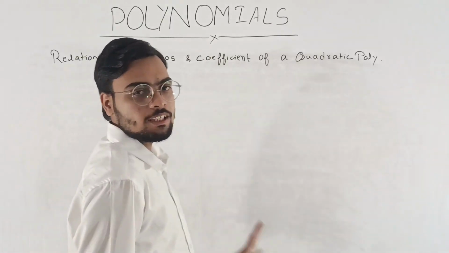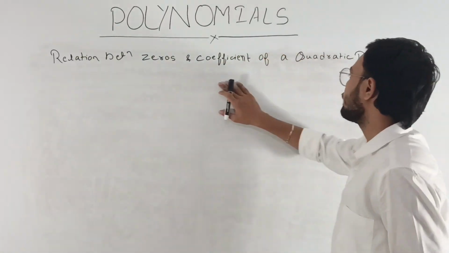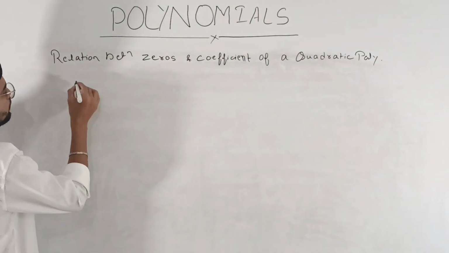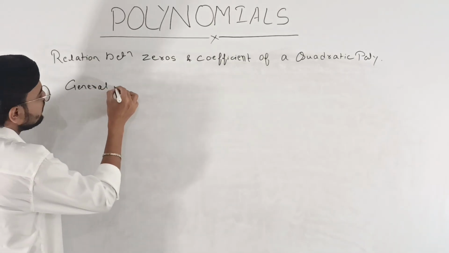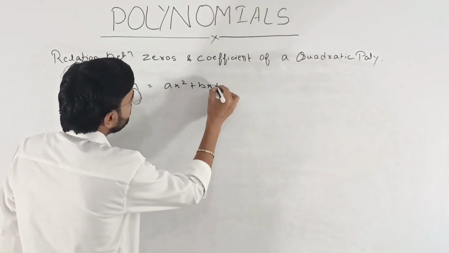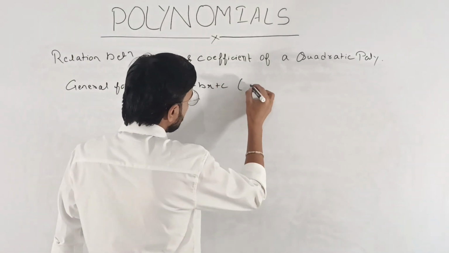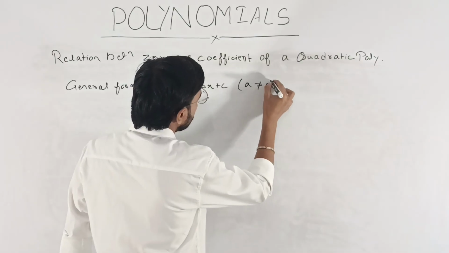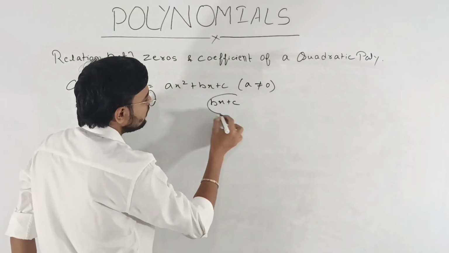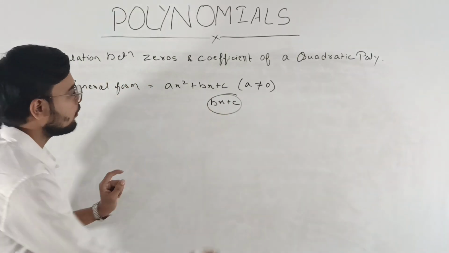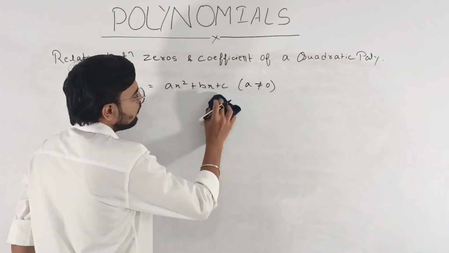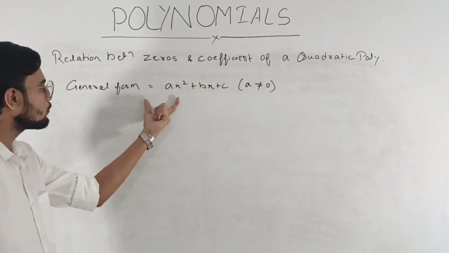Understood? Now our next topic is the relation between zeros and coefficients of a quadratic polynomial. First we see what the general form of a quadratic polynomial is. The general form is ax square plus bx plus c, where a cannot equal 0. Why? If a becomes 0, then it looks like bx plus c, which is not a quadratic polynomial. It is a linear polynomial, because the degree is 1. In this case, the degree is 2. That's why this polynomial is a quadratic polynomial.